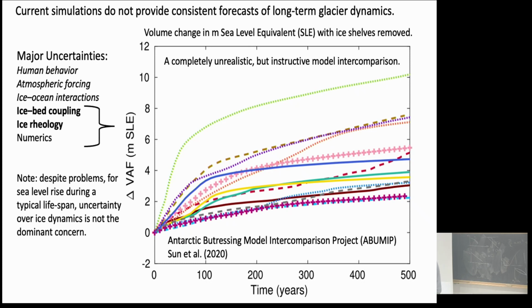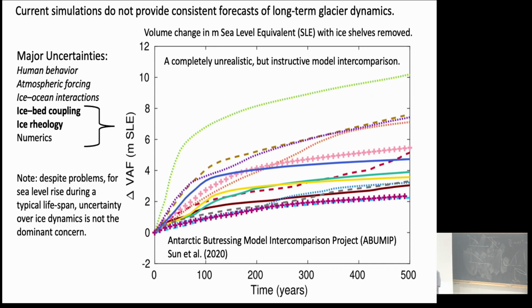However, there's also these uncertainties too. There's exactly how the ice couples to its bed, how that sliding works. There's some uncertainty about ice rheology. And then, of course, different numerical formulations come up with different results. And that's exemplified here in this completely unrealistic but somewhat instructive model intercomparison project called ABUMIP, which is kind of an awkward acronym. But what they've done here is they've taken a bunch of models and they asked the modelers to keep the climate the same, so don't change any of the climate forcing.